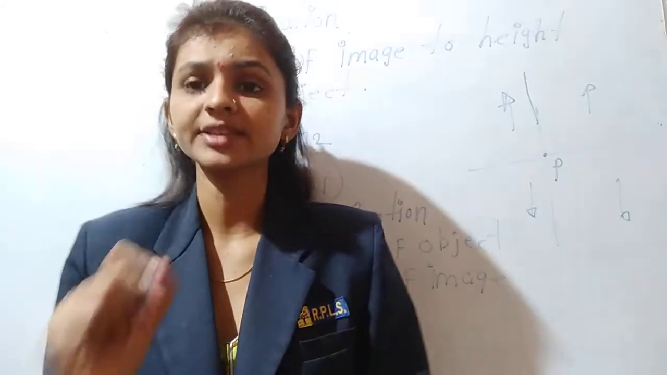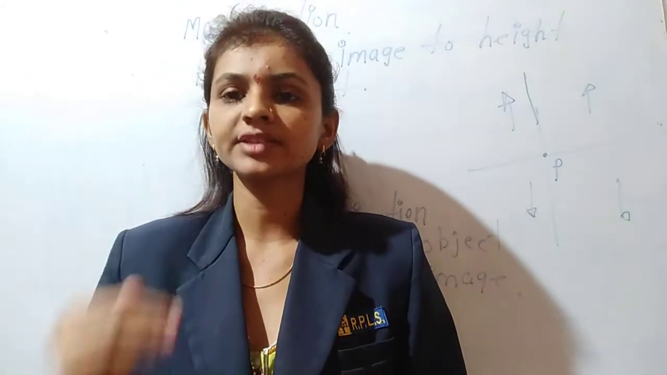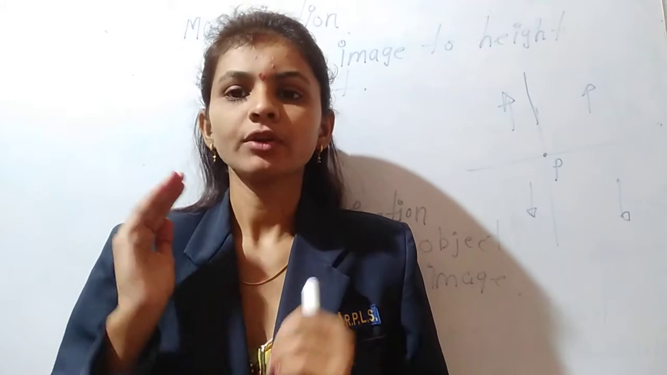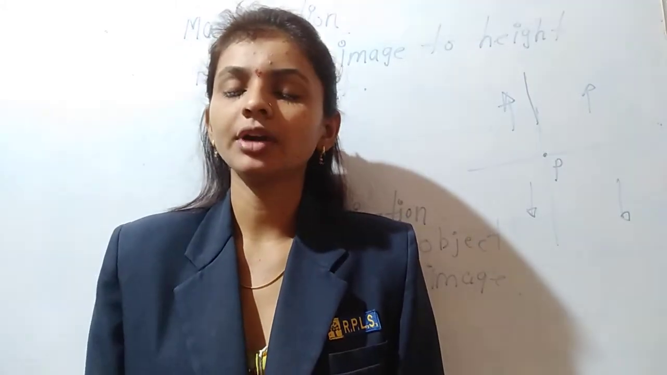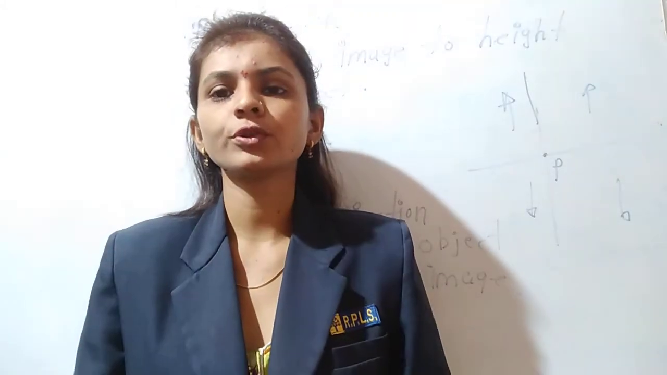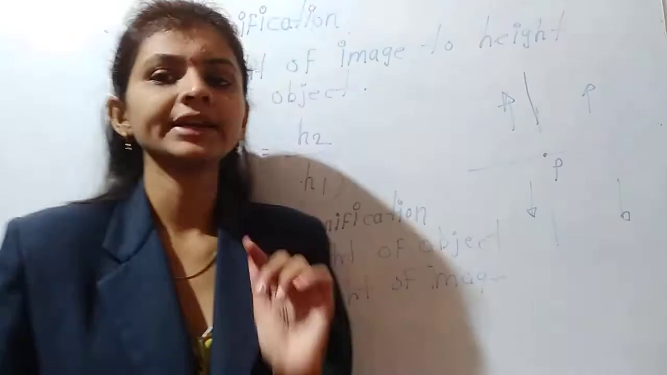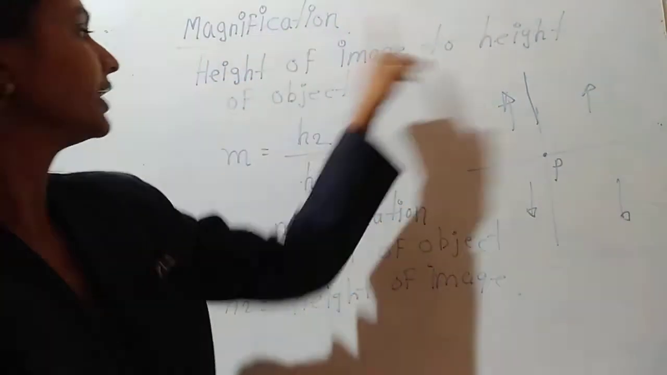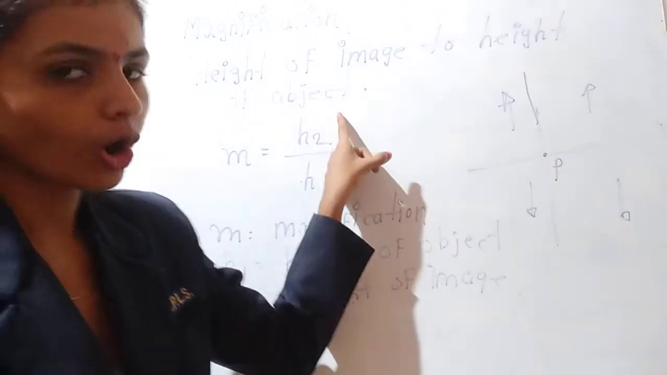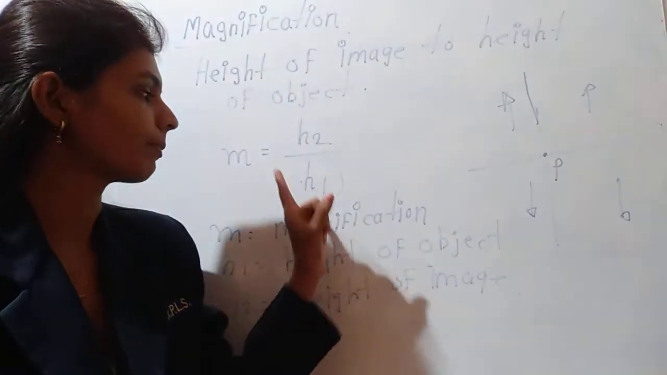They have a minus sign. That magnification has a minus sign. And if the image is virtual and erect, then the magnification is positive. Once again, let me clear your confusion. Magnification is the ratio of height of image to height of object. So m is equal to h2 upon h1.